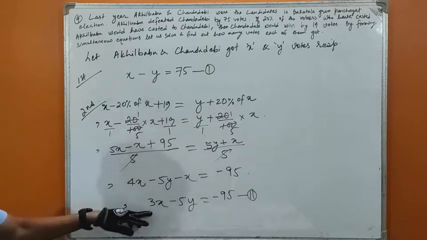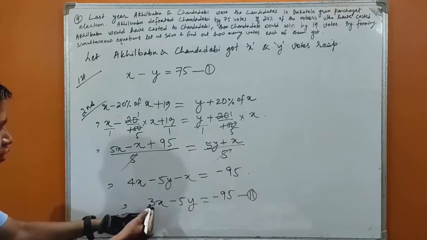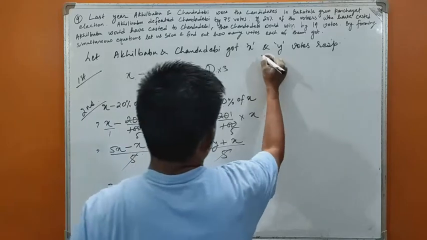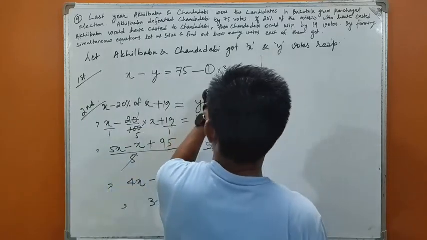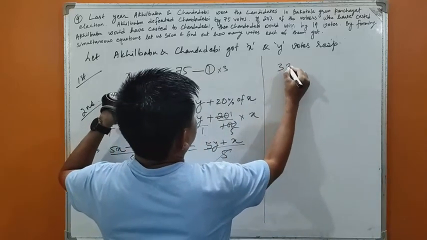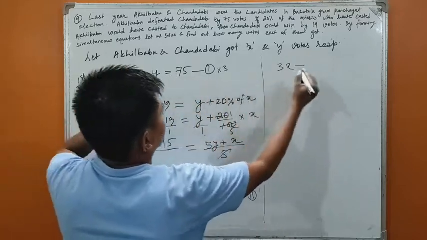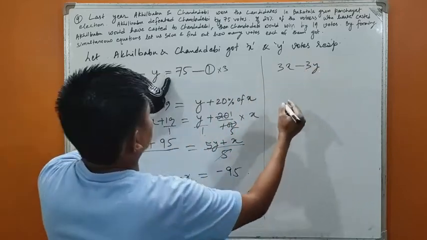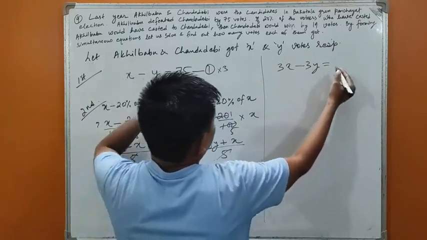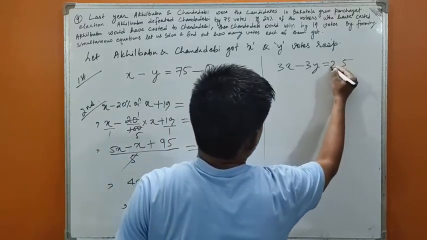Equation 1 is this. So let us eliminate X. In that case, we must make the coefficient of X equal. So here we have 3. Let us multiply equation 1 with 3. 3 into X is 3X, so this minus comes here. 3 into Y is 3Y equals 3 into 75, 3 5s are 15, 3 7s are 21, and that gives 225.